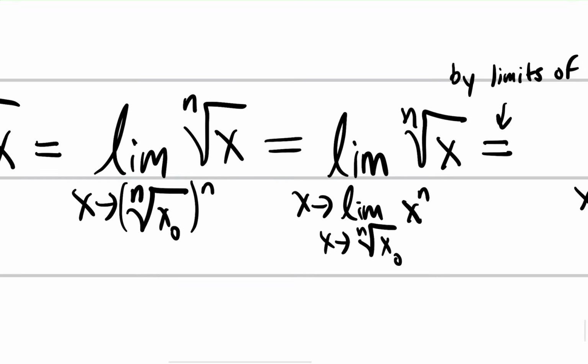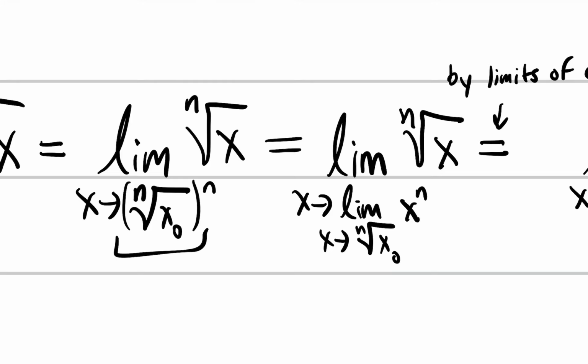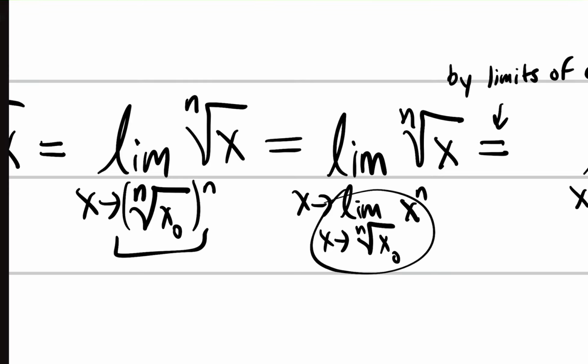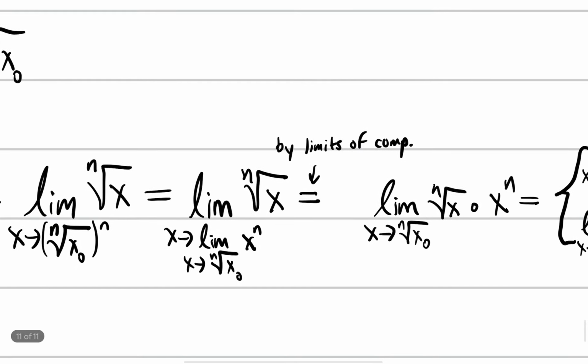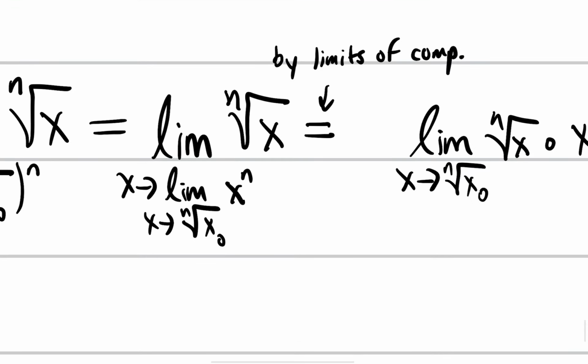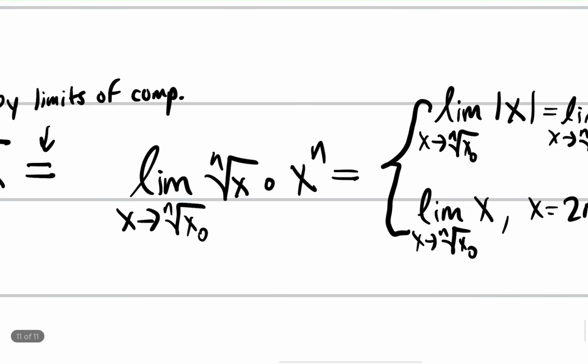And the limit as x approaches x naught of this right here, what is this? Well, if we plug it in, because it's a monomial, we get the nth root of this. This whole thing is equal to that, so we can actually make this step. This is a totally valid step. And by the limits of composition, remember, the converse of that theorem, we just get this.